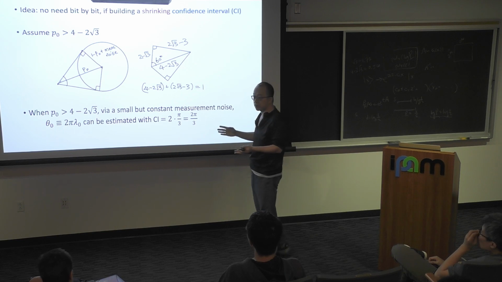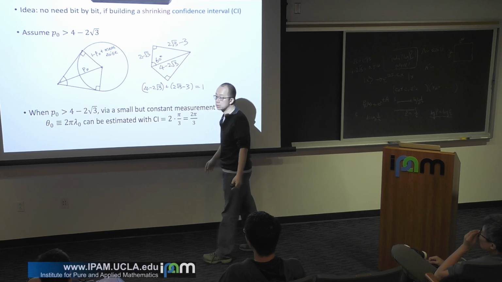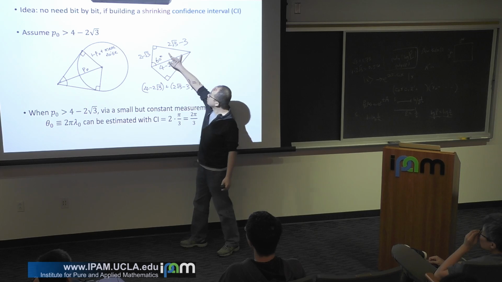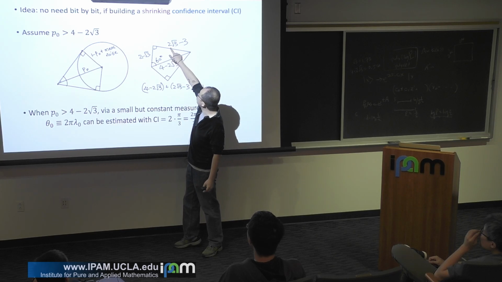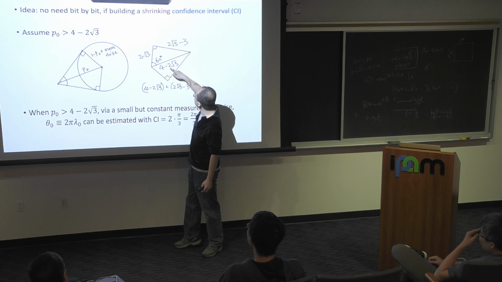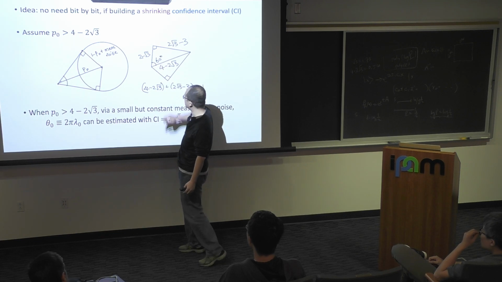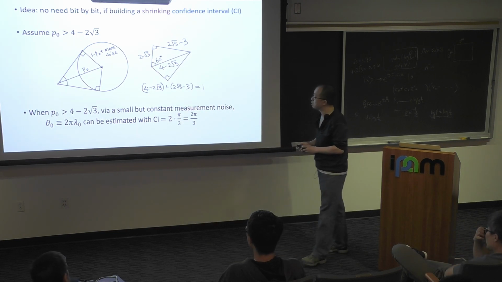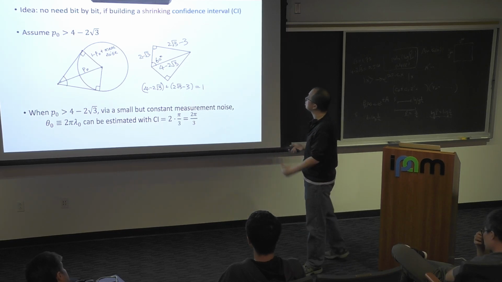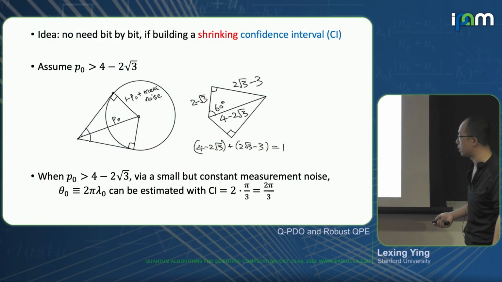But assuming you're willing to accept that, you can ask how small P0 can be. You will see that if P0 is equal to 4 minus 2 square root of 3, then 1 minus P0 plus measurement noise can be at most 2 square root of 3 minus 3. In fact, the ratio between here and here is 2 over square root of 3. So this angle is 60 degrees, and the whole angle itself is 2 pi over 3. This is how much deviation, how much error, you can get by using this Hadamard test. So this is the initial confidence interval. The initial confidence interval has to be 2 pi over 3.